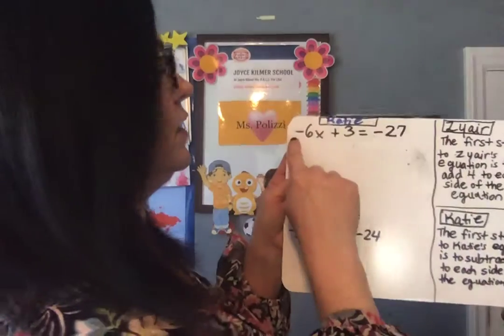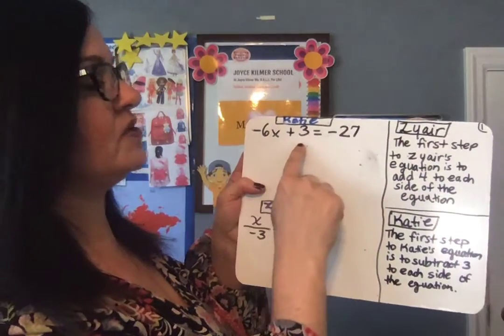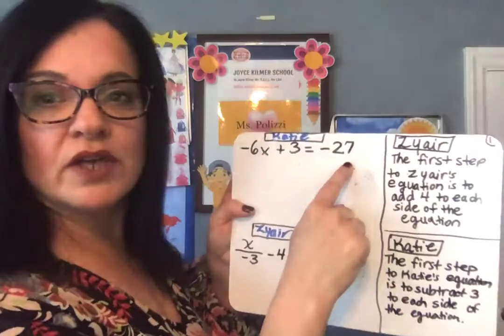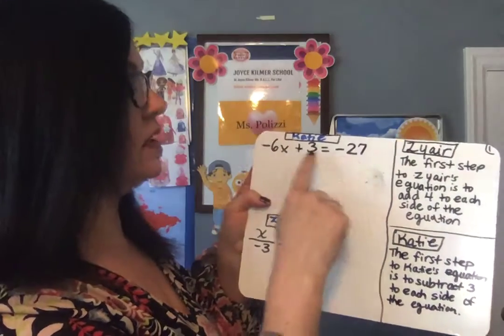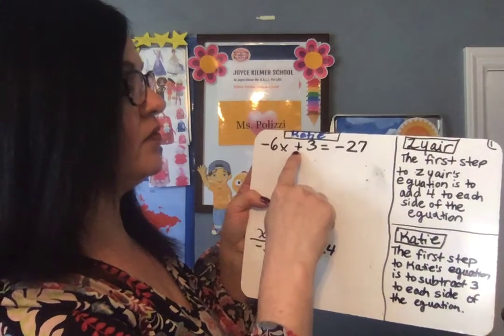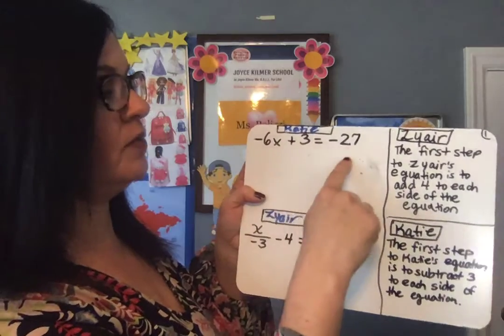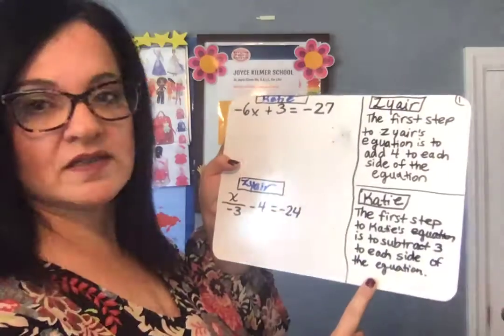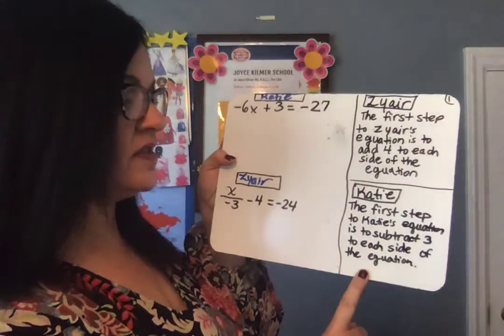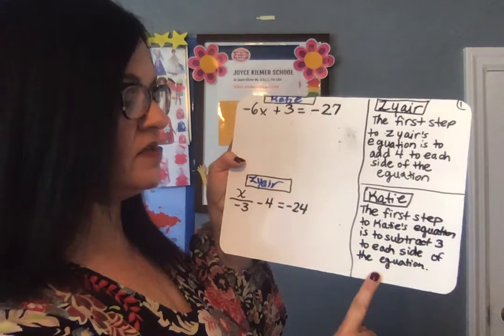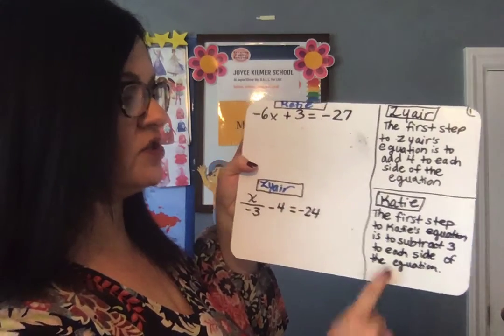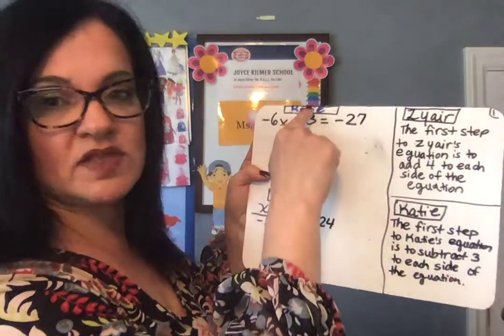All right, you may get an equation here which says negative 6x plus 3 equals negative 27. So if I was solving this, the first thing that I would do is the inverse of plus 3, which is minus 3 on both sides, and that's what Katie says. Katie says the first step to Katie's equation is to subtract 3 from each side of the equation, so I would drag and drop Katie's name to the box.